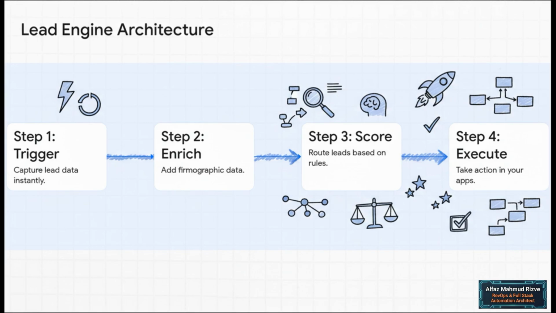First, we're going to trigger the workflow to capture the lead the second it comes in. Second, we'll enrich that lead with more useful data. Third, we'll score the lead to decide how important it is. And finally, fourth, we execute the right actions based on that score.